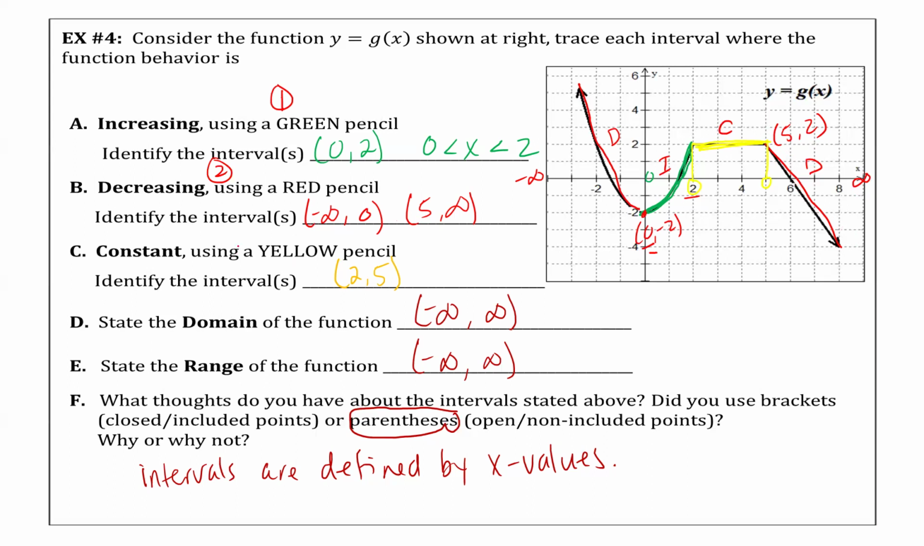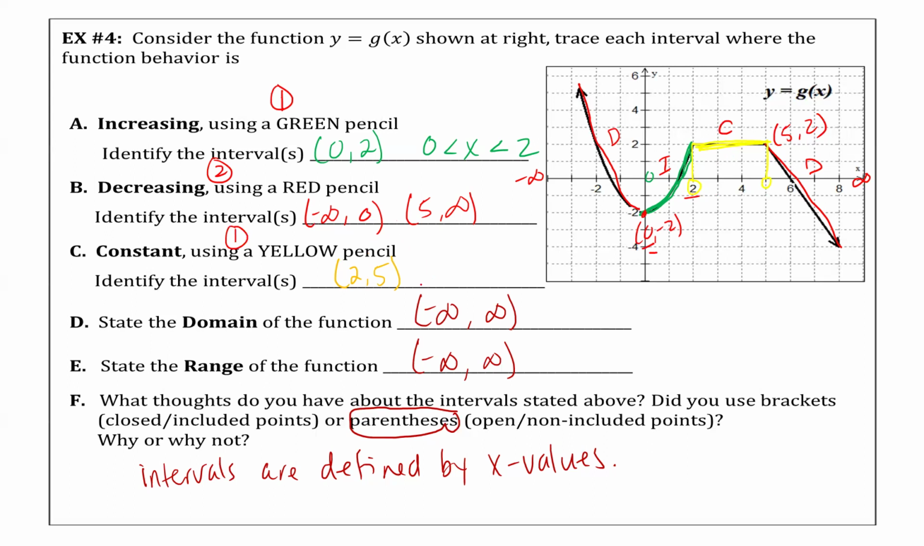Okay, how many intervals of constant do I have? Just one, right? The yellow, I only have one interval of constant. And where does it start? At x equals 2. And where does it end? At x equals 5. So my interval of constant is from 2 to 5.